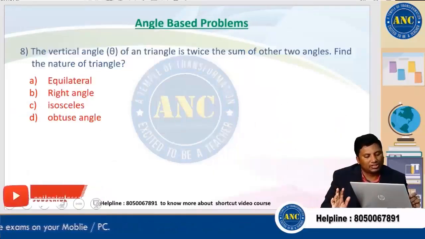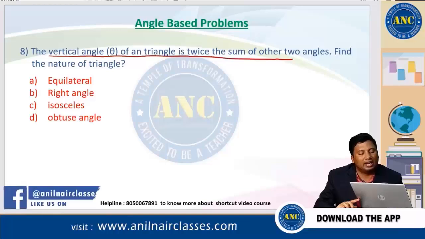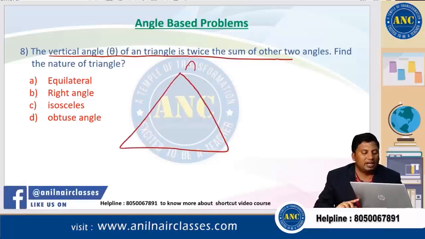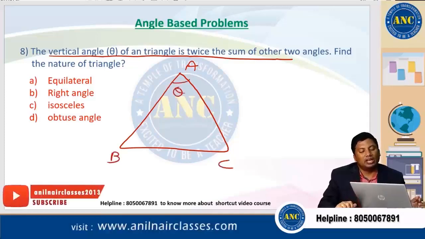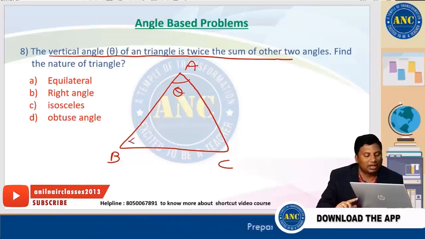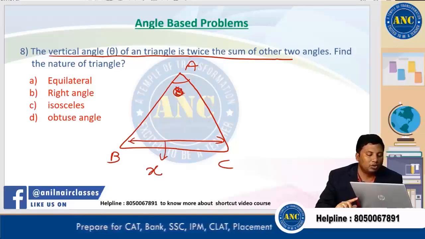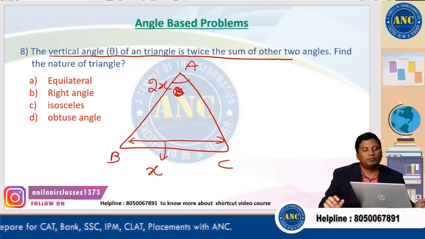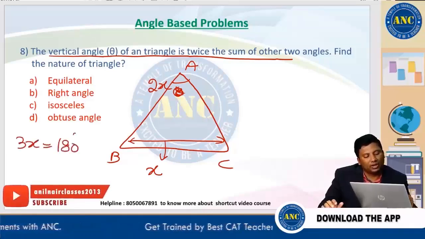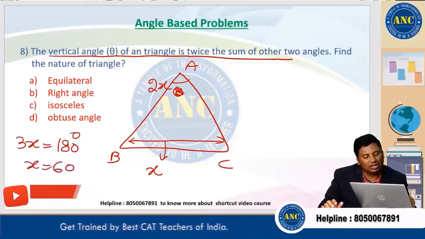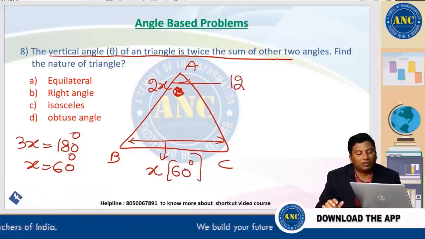Seventh one, a question based on an isosceles triangle. Now he is telling there is a triangle. Let me take the triangle as ABC. The vertical angle theta is twice the sum of the other two angles. If the sum of these two angles is x, this will become 2x. So 2x plus x is 3x. 3x is equivalent to 180, x is nothing but 60 degrees. That means if it is 60 degrees, this angle will become 120 degrees.